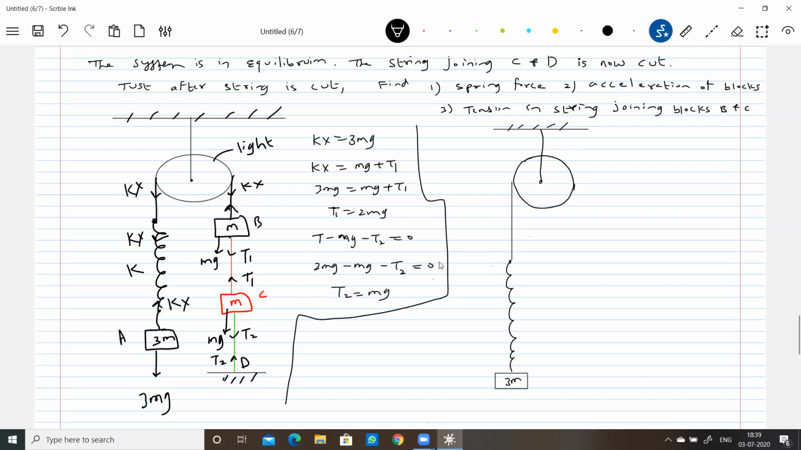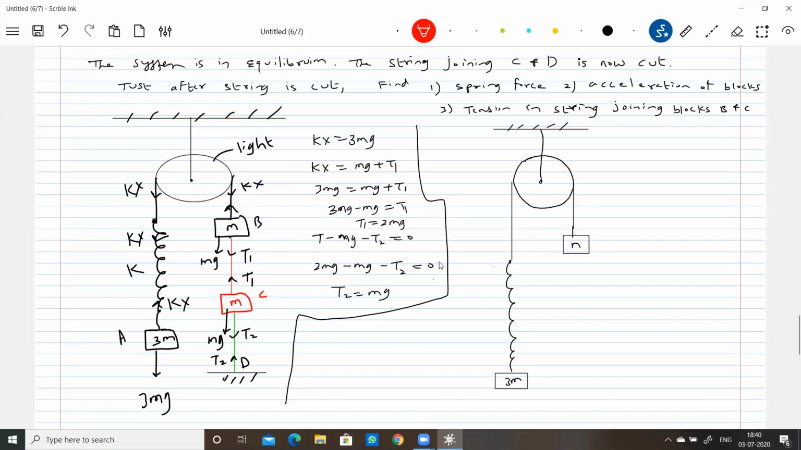Sir, how did you get T1 equals 2 mg? 3 mg minus mg equal to T1, no? From here, subtraction. Oh, yes, sir. Okay, fine.